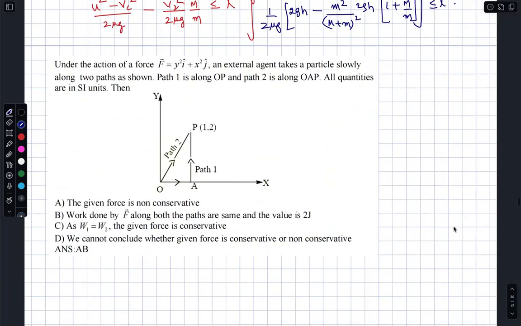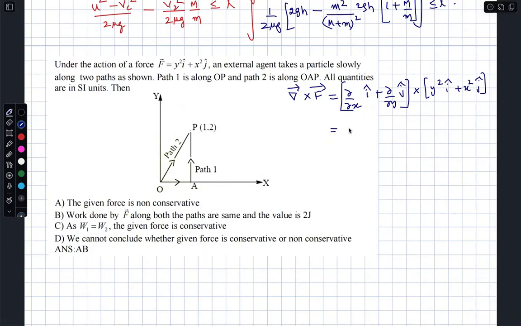Next question. You are given F is equal to y square i cap plus x square j cap. Let me just find whether this is conservative or non-conservative. Our standard formula is del bar cross F bar. So dou by dou x i cap, dou by dou y j cap, cross y square i cap, x square j cap.